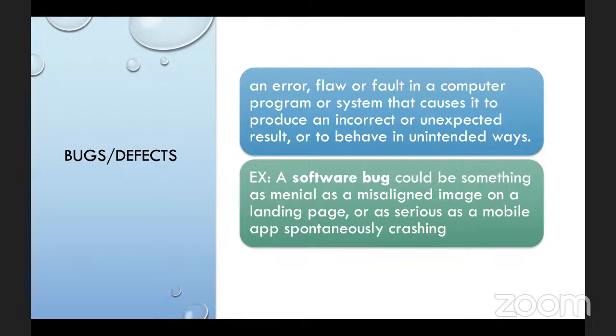We've been talking about defects. So what are defects or bugs? A defect is an error, flaw, or fault in a computer program or system that causes it to produce incorrect or unexpected results, or to behave in unintended ways, right?